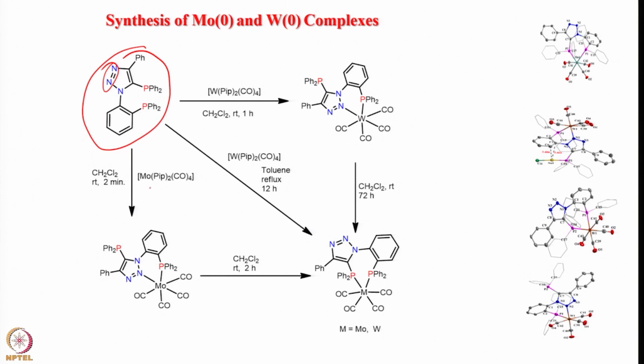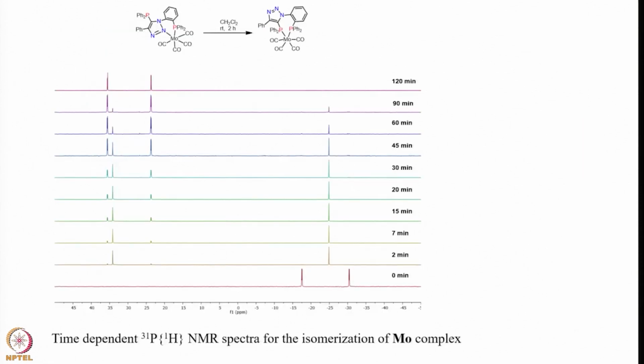On the other hand, if we take the same bisphosphine and add molybdenum here, whether it's molybdenum or tungsten, in both this isomerization happens, but only in the case of tungsten it takes 72 hours, whereas in the case of molybdenum, within 2 minutes the PN bonded compound forms. On storing, within 2 hours isomerization completes and it comes to the PP coordinated compound. So again, is it possible to monitor the isomerization process, that means the ligand being PN coordinated initially to become PP coordinated? Yes, one can do it. I will show you here.